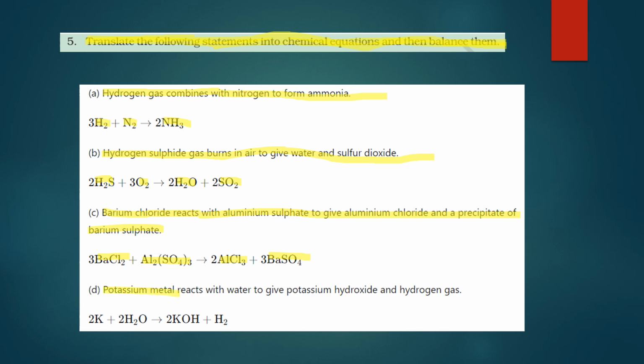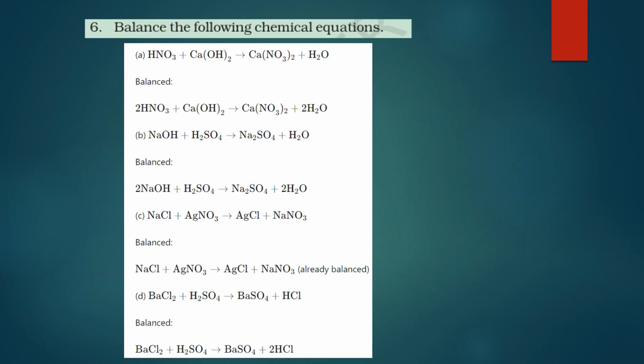Last one is, potassium metal reacts with water to give potassium hydroxide and hydrogen gas. So potassium is K, water is H2O, it gives potassium hydroxide, that is KOH, and then hydrogen gas, that is H2. So you get this equation, you balance it. Right? If you have any doubts in this, you can just post it in the comment section.